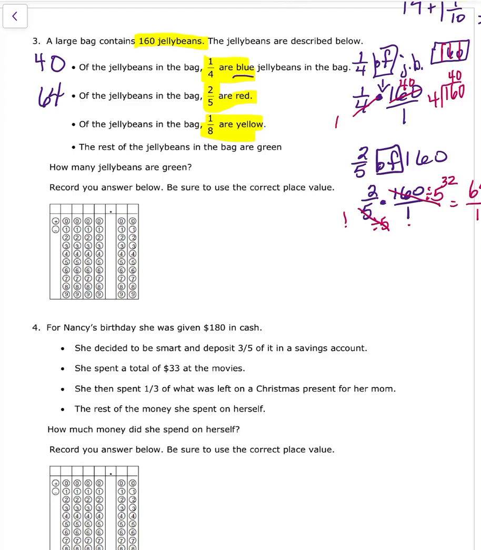All right, then we have 1/8 are yellow. So same procedure, right? 1/8 of the 160 are yellow. So that of means we're going to multiply.